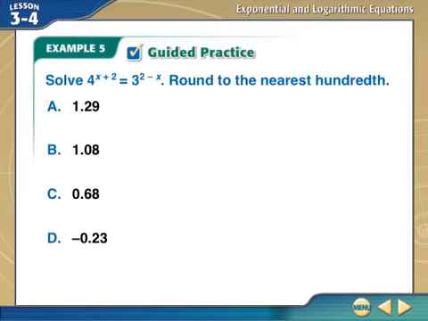In example 5, guided practice, you're asked to solve the equation 4 raised to the x plus 2 is equal to 3 raised to the 2 minus x, round to the nearest hundredth. You have 4 choices, A, B, C, and D. So at this time, I would like you to go ahead and solve this exponential equation using logarithms, find the solution for x, and then press submit.